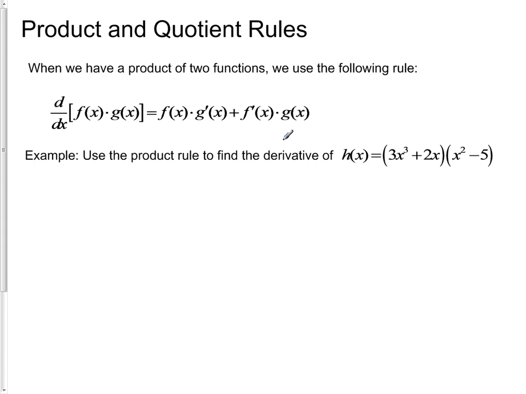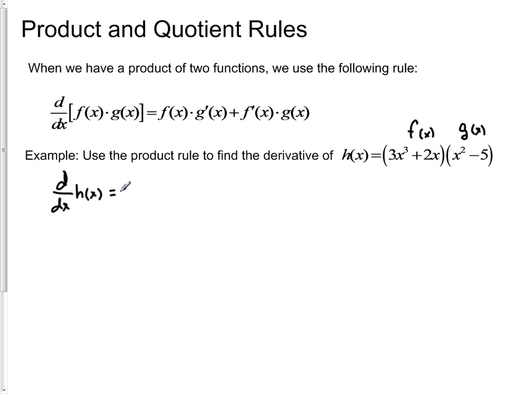Now I'm going to prove this in a separate video, but let's go through and illustrate how this rule is going to work. And here's our function h of x, and we're going to treat it as a product of two different functions. So f of x, this first one, is the same thing as 3x cubed plus 2x in this case, and g of x is going to be x squared minus 5. So we're going to take advantage of this product rule right here and say that if we take the derivative with respect to x of h of x, we should expect to find the following.